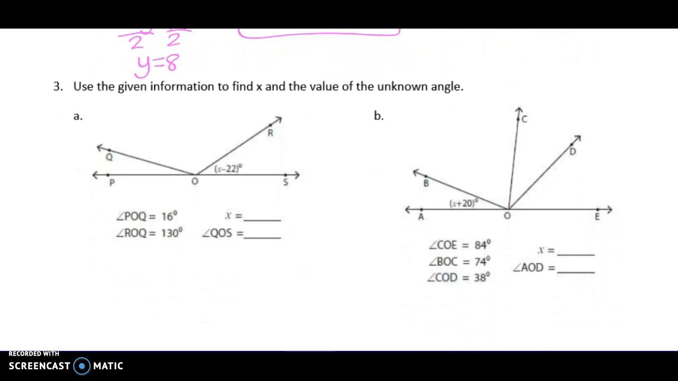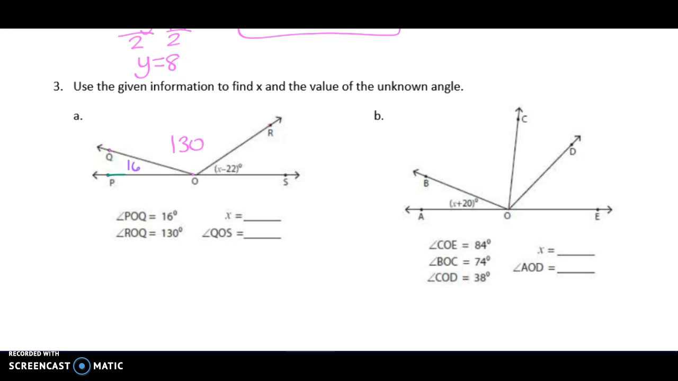In this next set of examples, it's not necessarily as complicated. It can be. We start with what we know. Angle POQ is 16 degrees, so I find that and label it. And then the measure of angle ROQ is 130. I need to find QOS. And I need to find x. So before I can do either of those things, I would have to see what x is equal to.